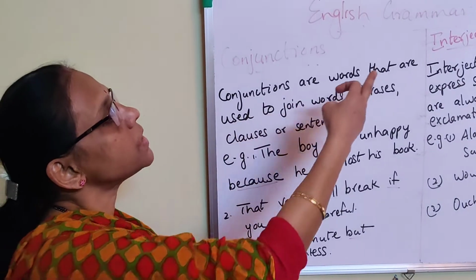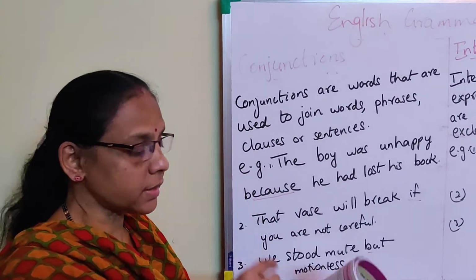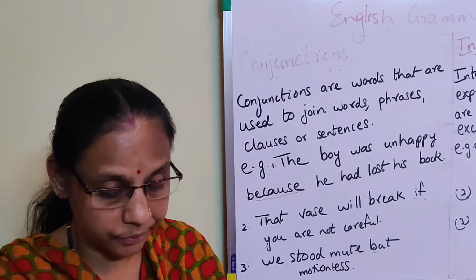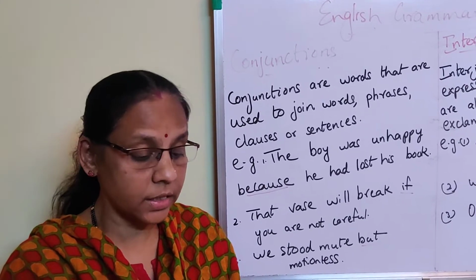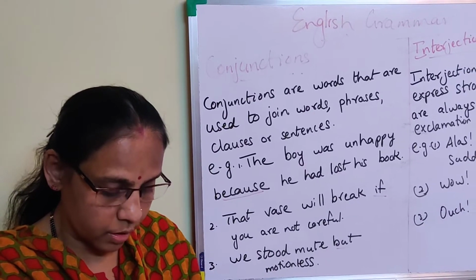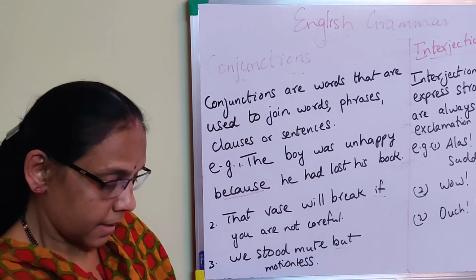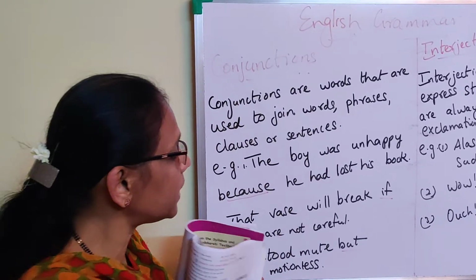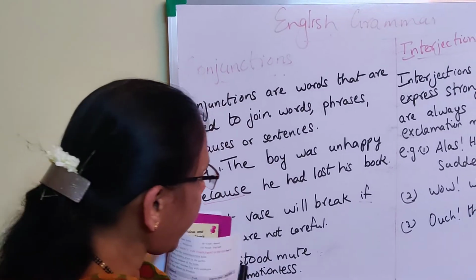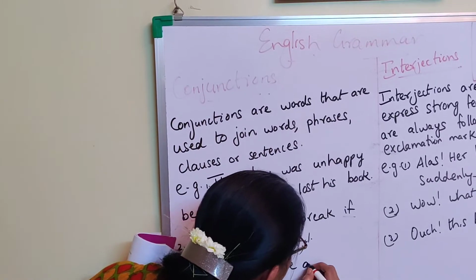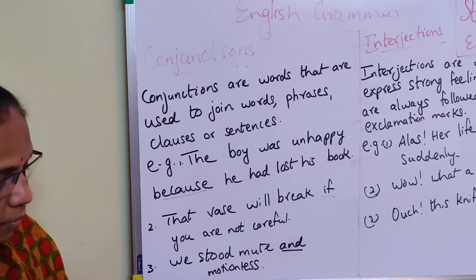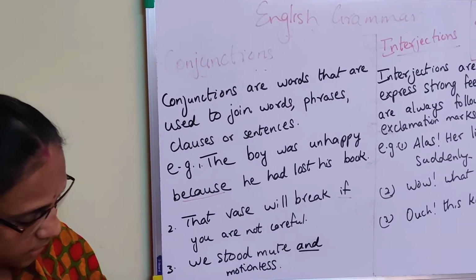Understood? Now comes interjections, before that, conjunctions. I will see, there are many examples. Fill in the blanks with correct conjunctions from those given in brackets. Isn't it the 14th lesson? See, the first one is given in your textbook. We stood mute and motionless. It is not 'motionless and motionless', it is 'mute and motionless'. We stood mute and motionless. Understood? So that is the sentence. Then the second is this.